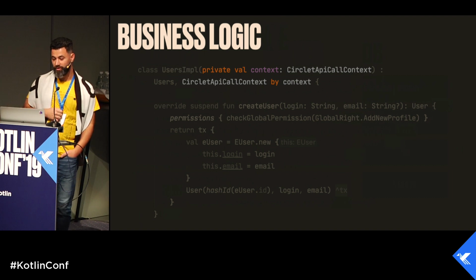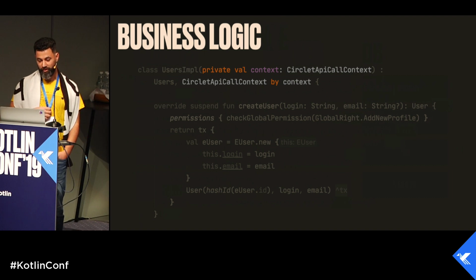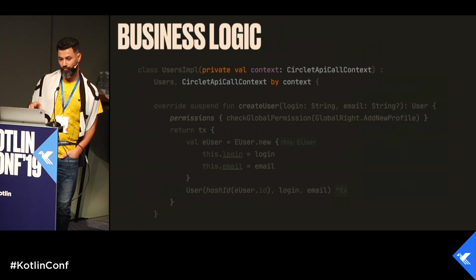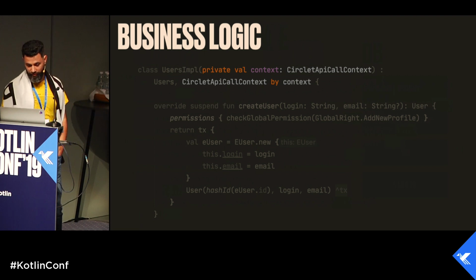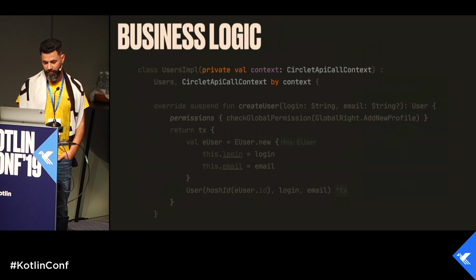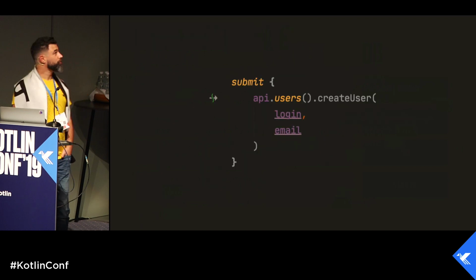But this feature helps us to put all these permissions and transaction methods into context and access them without having a prefix like context.permissions or context.transaction. This is just a nice way. It shortens the code a little bit. And now the cool thing.